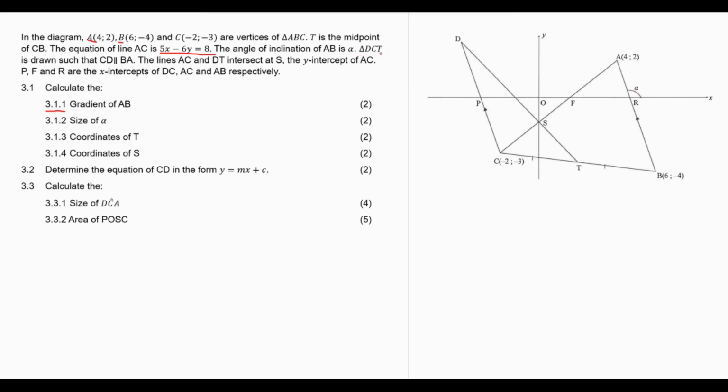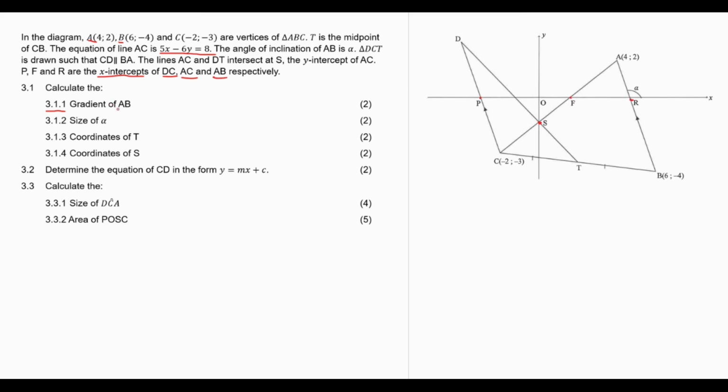Triangle DCT is drawn such that CD is parallel to AB. CD is parallel to AB. The lines AC and DT intersect at the y-intercept of AC. P, F, and R are the x-intercepts of DC, AC, and AB respectively. So these are the x-intercepts.